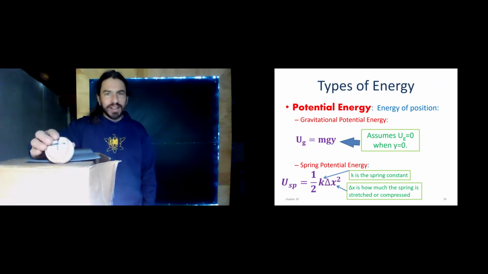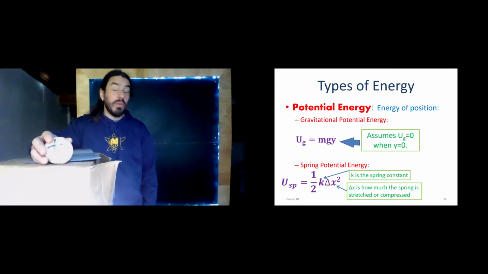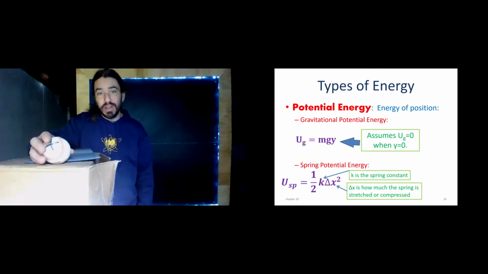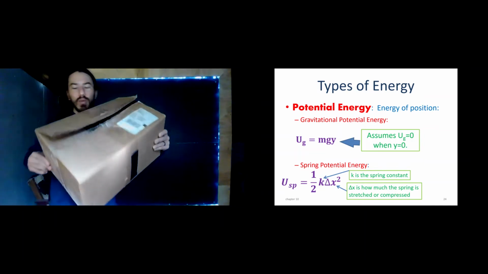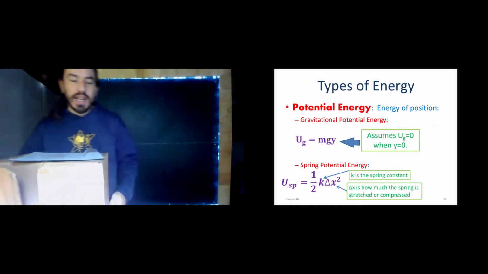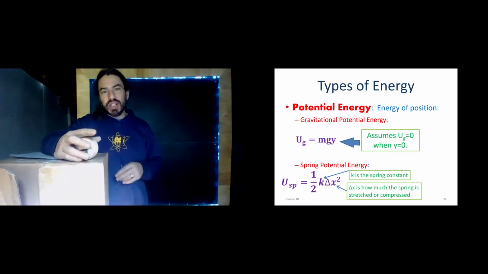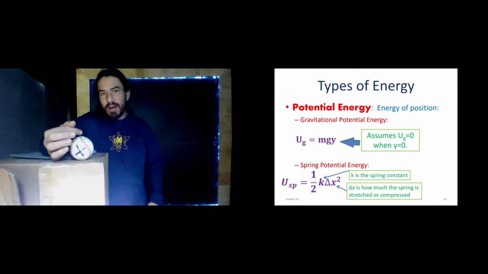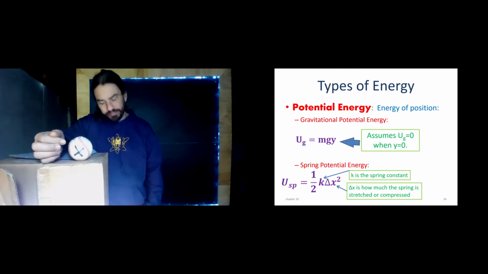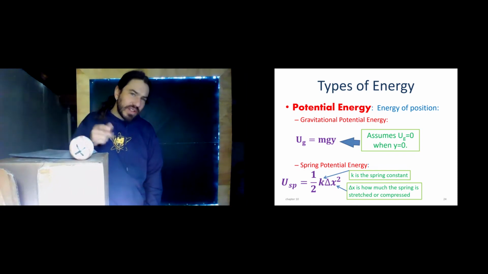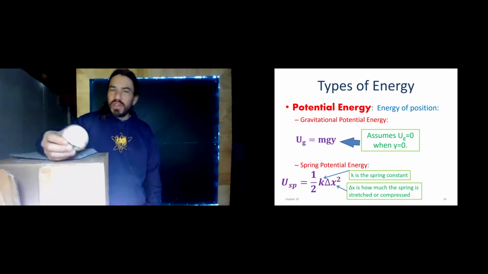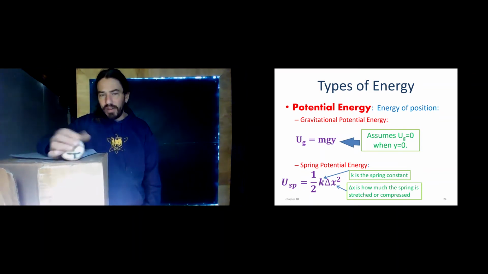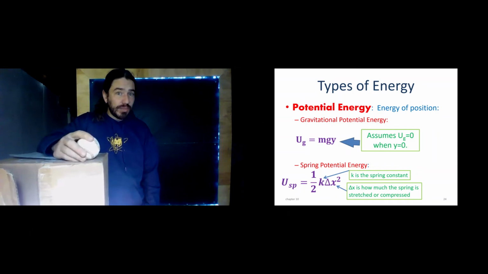Y. Y is the height from where? From wherever I'm calling potential energy equals 0, right? So this box is sitting on my desk. It's not that big. Let's call it half a meter high. So is the potential energy of this ball m times g times half a meter? Well, the thing is, my box is sitting on my desk, and my desk is 1 meter above the ground. And so it turns out that this ball is actually 1.5 meters above the ground. So maybe its potential energy should be m times g times 1.5 meters.